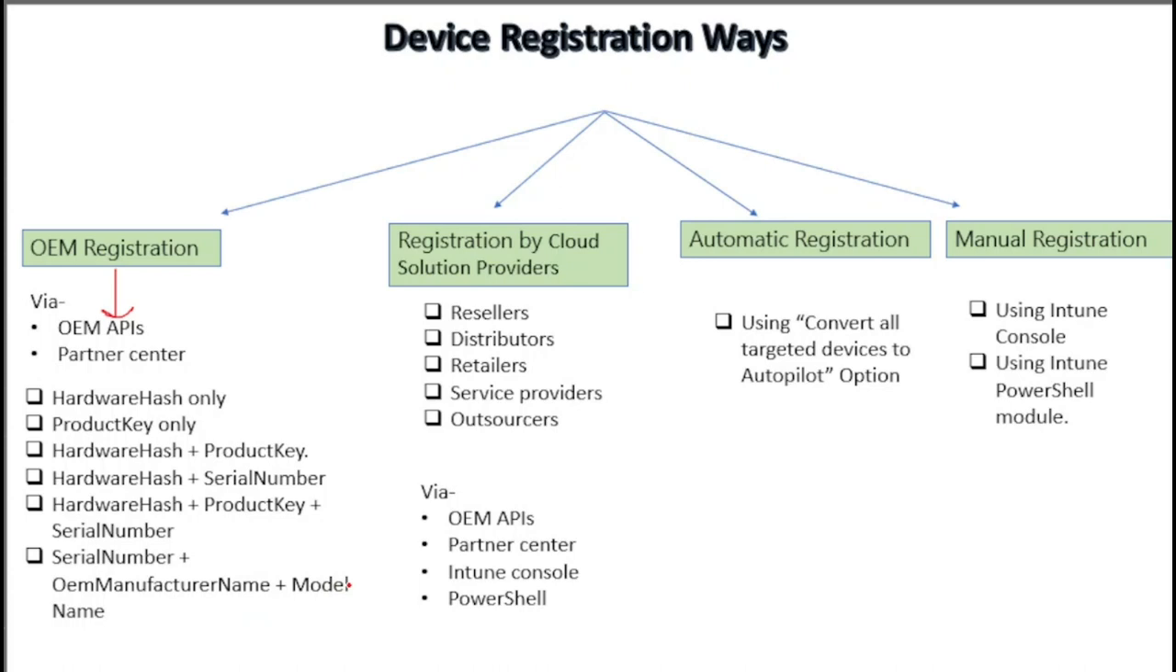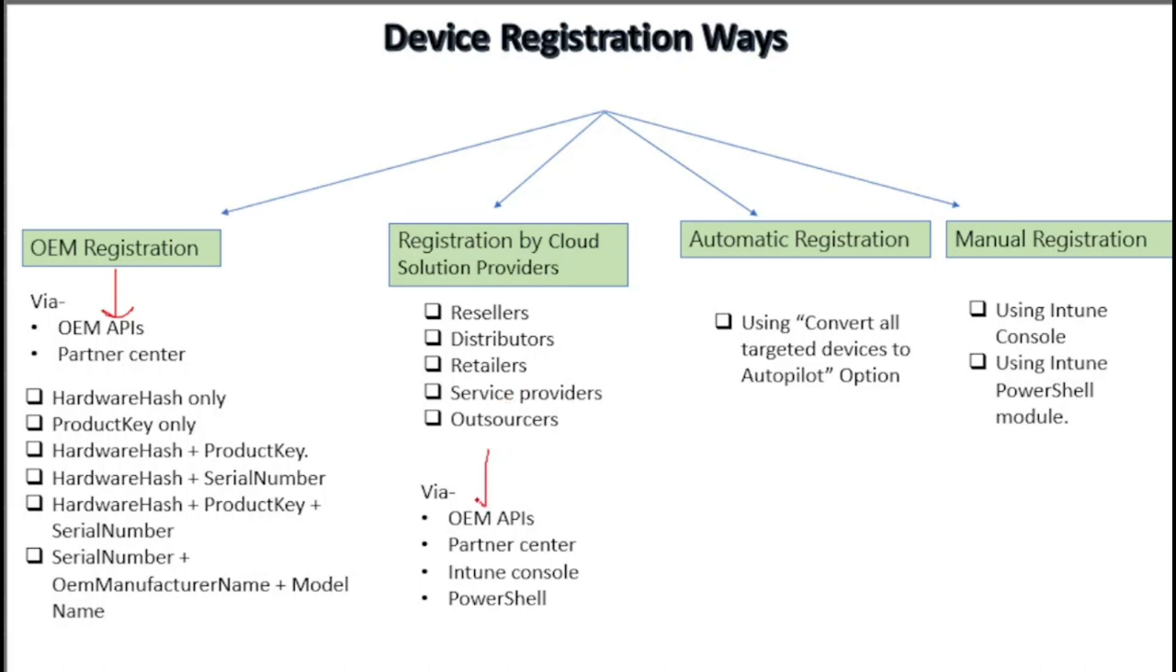When an OEM is going to register a device in the Autopilot service, they have many options, but the most preferred option is to use the hardware hash plus product key and the serial number. A cloud service provider can also register the hardware hash in Autopilot services. The cloud service provider could be a reseller, distributor, retailer, service provider, or outsider.